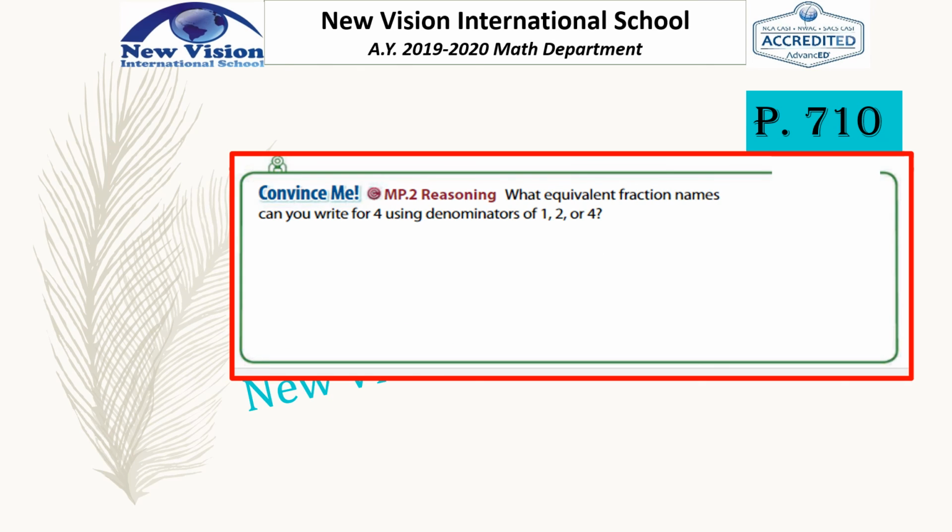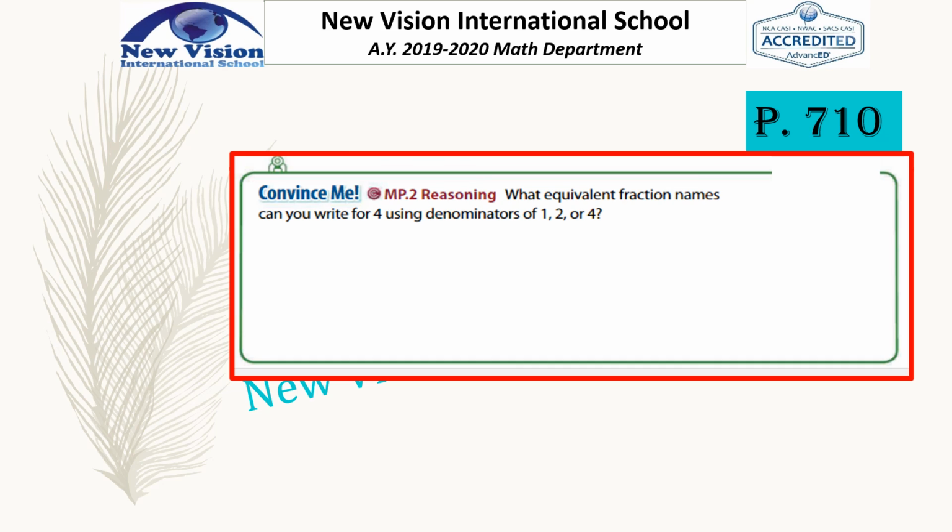Okay, let's go to the convince me part. We have here, what equivalent fraction names can you write for 4 using denominators of 1, 2, or 4? You have 1 minute to do that. You may pause the video while you're doing that, and once you're done, you can play it again. All right? Okay, are you done?